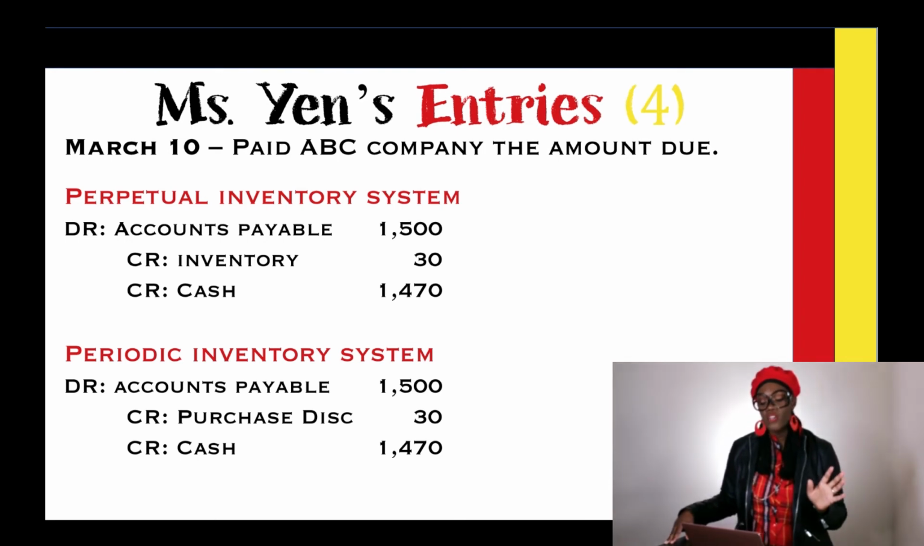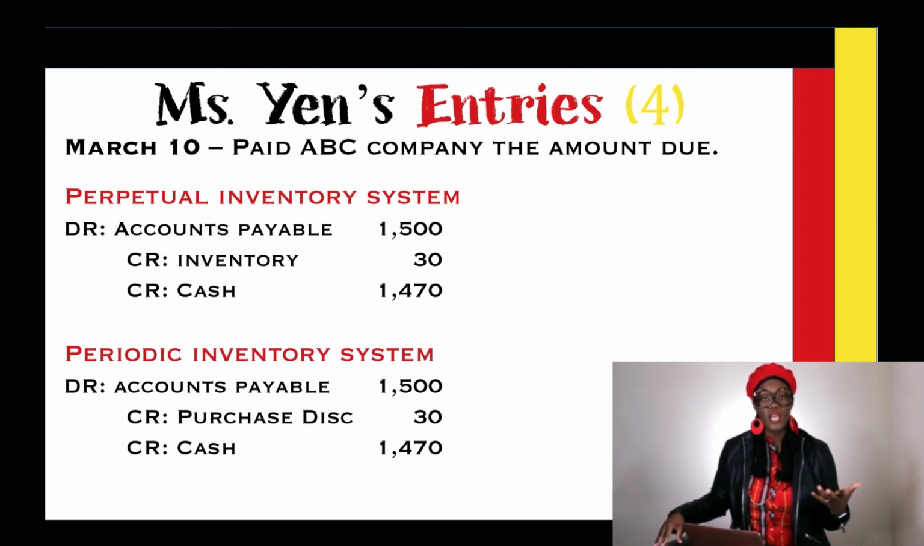The other part of that under periodic is that she's going to debit accounts payable once again for the full amount due, and then she's going to credit purchase discounts, which we don't have in the perpetual system, and then cash for the rest of it.